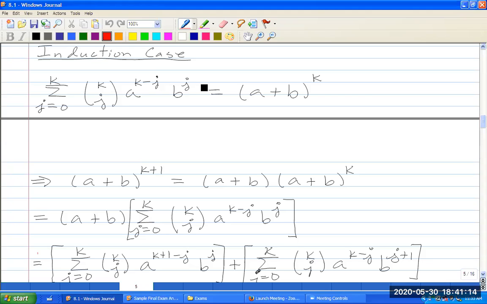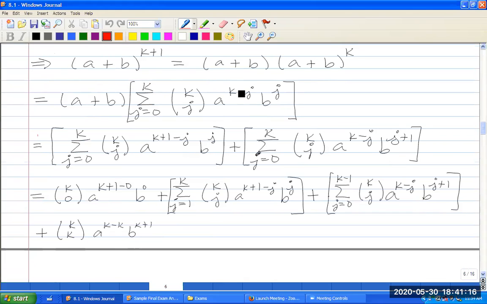Let's distribute. So let's multiply this first term by a. If I multiply this first term by a, this just becomes a to the power k plus 1 minus j. Plus, let's multiply this by b. So this becomes, everything's the same except this becomes b to the j plus 1.